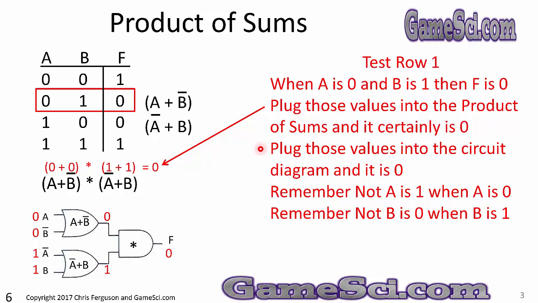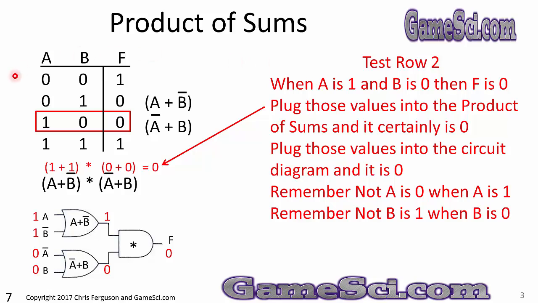Plug the same values into the circuit diagram and it also produces a 0. A and not B are both 0. Putting that into this OR gate, it produces a 0. Putting this 0 into the AND gate, it outputs a 0. Remember, not A is 1 when A is 0. Not B is 0 when B is 1.